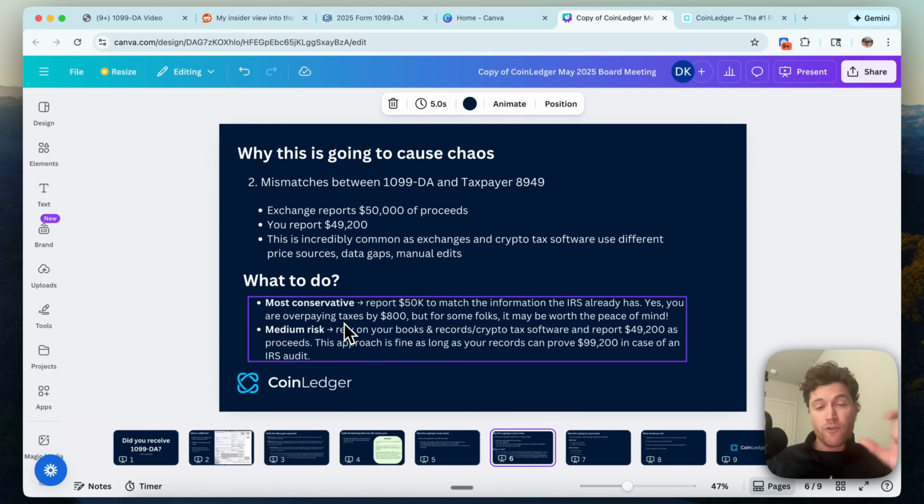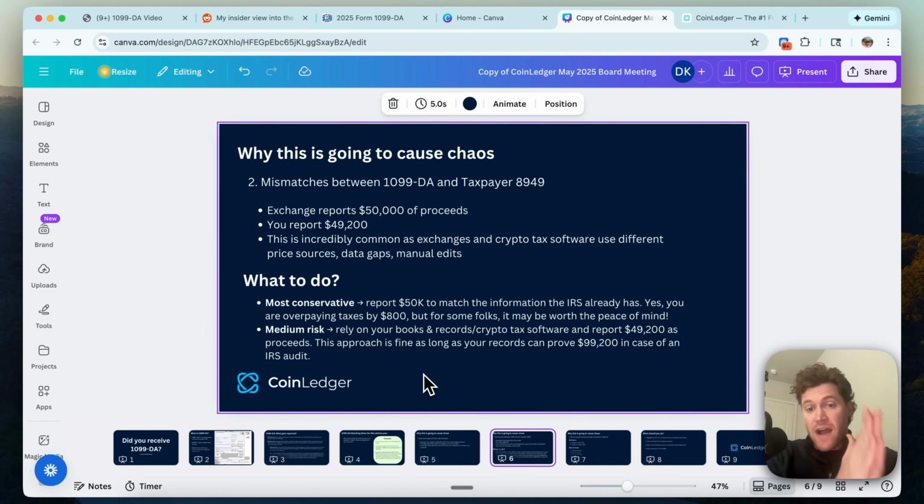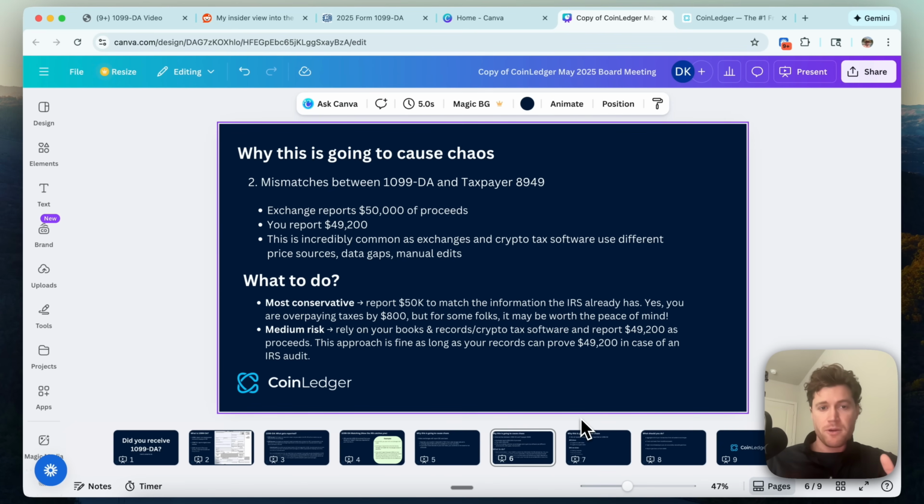This could mean you're overpaying taxes slightly, but it could be worth the peace of mind. Alternatively, you could rely on your books and your records or your crypto tax software's records and report the $49,200 as proceeds. And this approach is fine as long as your records can prove that amount in the case of an audit. Now, again, this video is meant for general informational purposes.